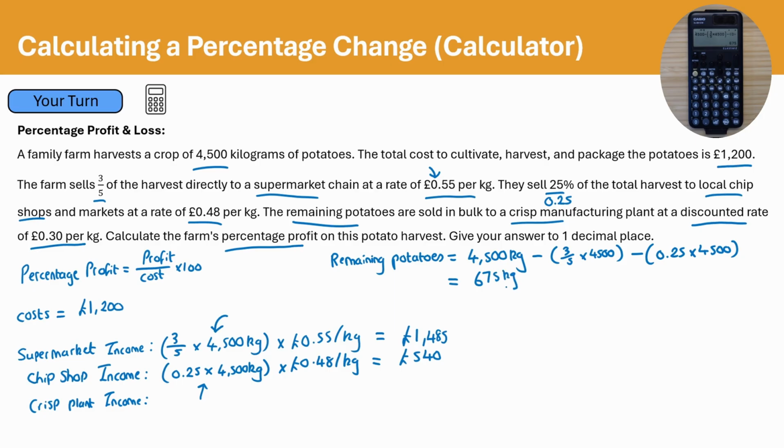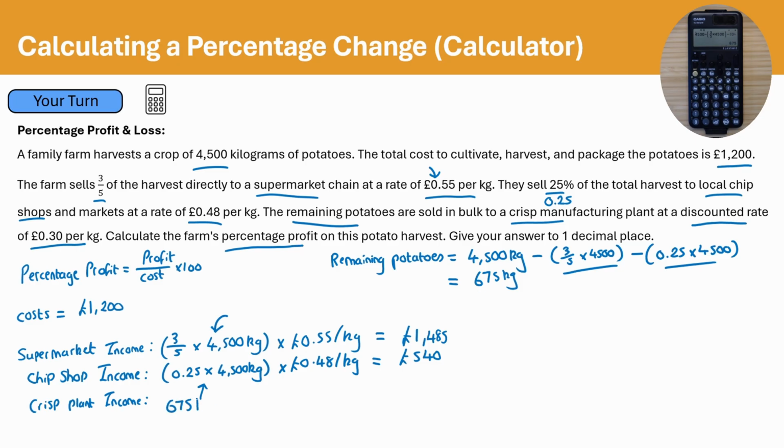Of course, the other way to do it would be to work out what fraction of the potatoes are left over. So do 1, take away 3/5, take away 0.25, and then multiply that by the total. But this is just the way I've done it because we've already worked out that number and that number. So the remaining potatoes is 675 kilograms.